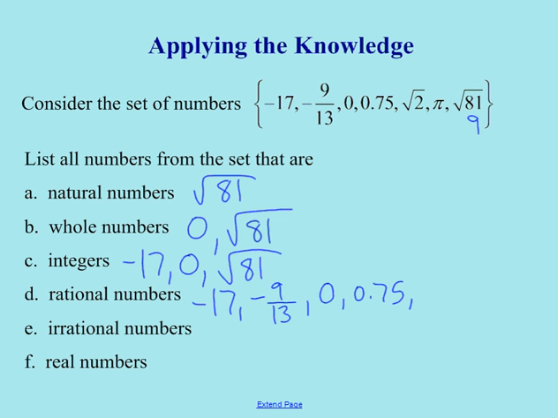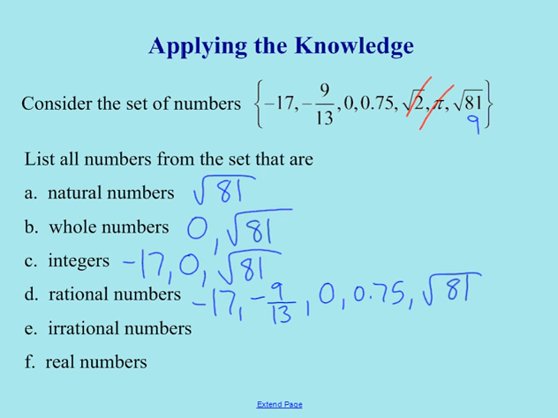Square root of 2. We know square root of 2 is a non-terminating, non-repeating decimal. Does not have a fraction form. That is not a rational number. Pi, not a rational number. And of course, square root of 81, as we keep saying, can be written as 9 or 9/1. So yes, indeed, it is a rational number.